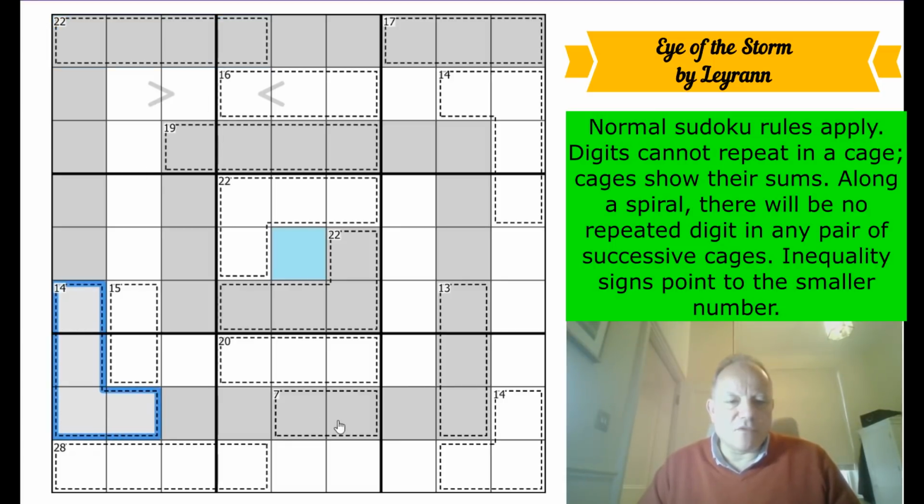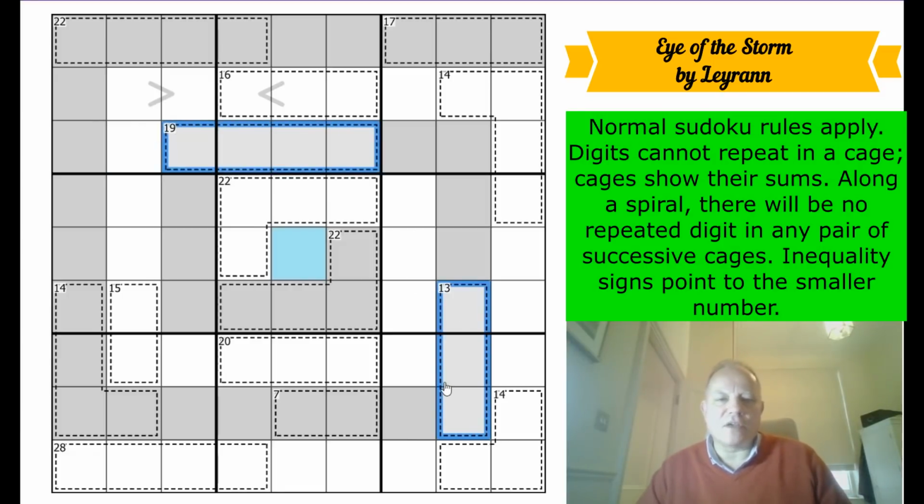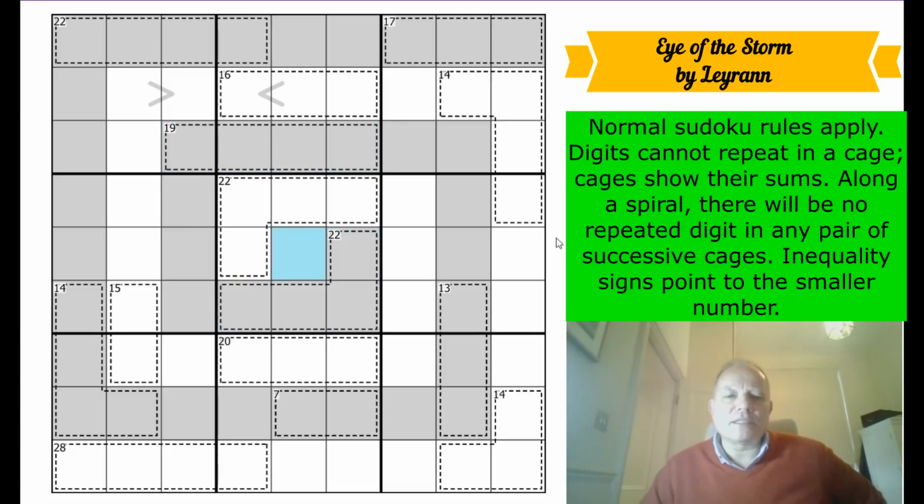Now then, if we look at the 14 and the 7 cage along the spiral, there's no repeated digits within those. The 7 and the 13 also there. The 13 and the 19 taken together, no repeated digits, and the 19 and the 22, no repeated digits within there. So it's a really interesting rule set that. I've certainly never seen anything like that before.